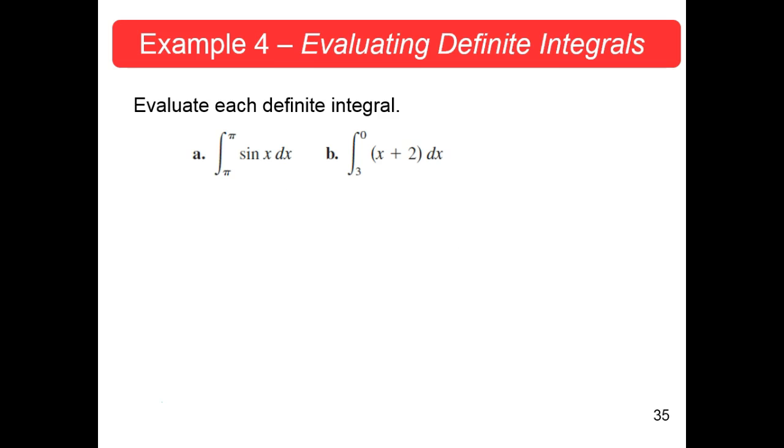So let's do example 4. 4a is pretty easy. What's that? The integral from pi to pi of sine x dx. Yeah, those are the same values, so that's equal to 0. The width is 0. You're going from pi to pi. You're not going anywhere, so the width is 0.